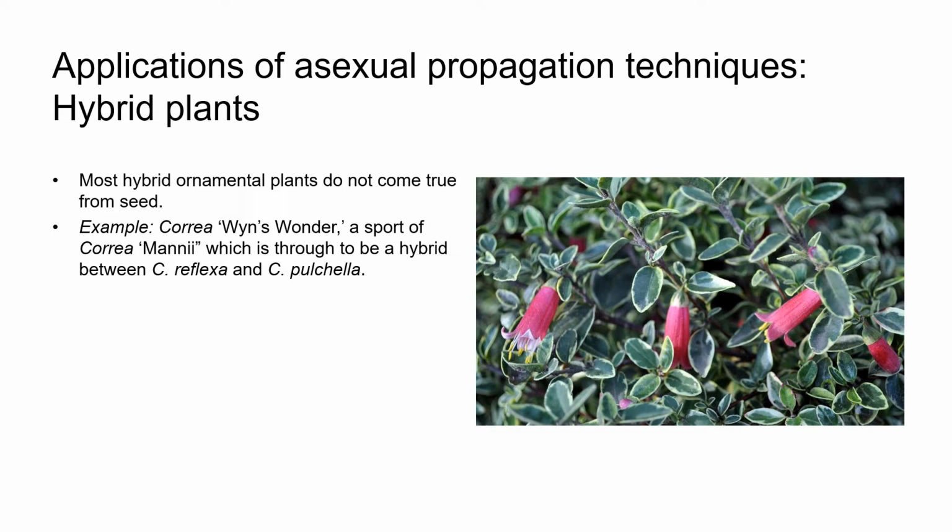Therefore, we have to use asexual propagation techniques to reproduce hybrid plants like this Correa 'Wind's Wonder' that you can see on the right, which is a variegated sport of the hybrid Correa mannii, which is thought to be a hybrid between Correa reflexa and Correa pulchella.